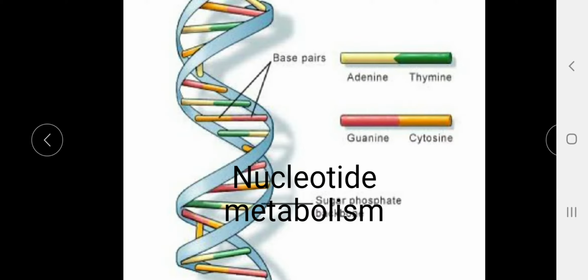So today we'll learn about nucleotide metabolism. As you know, guanine and adenine are purines. Thymine and cytosine are pyrimidines. Adenine combines with thymine and guanine combines with cytosine.